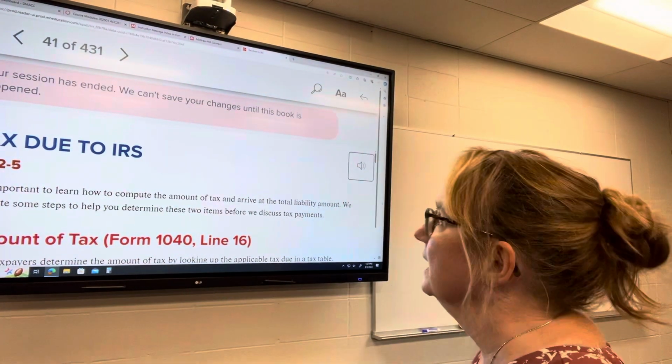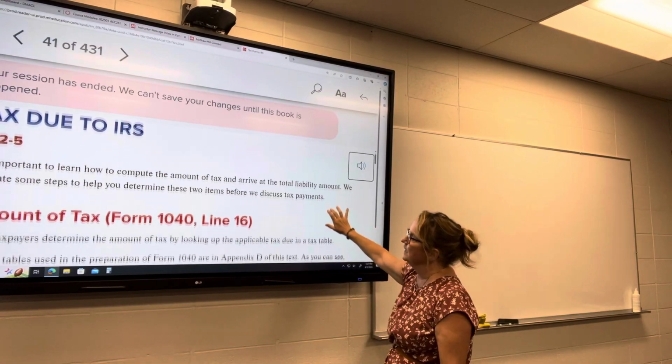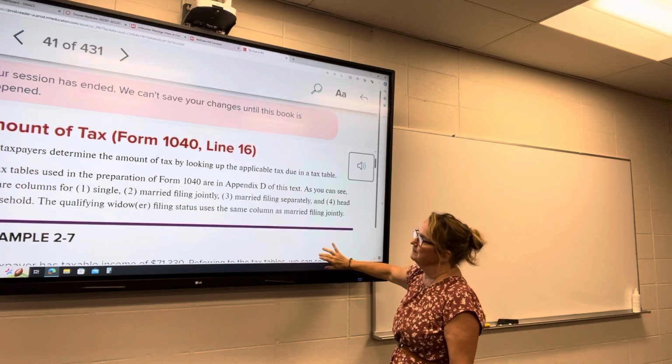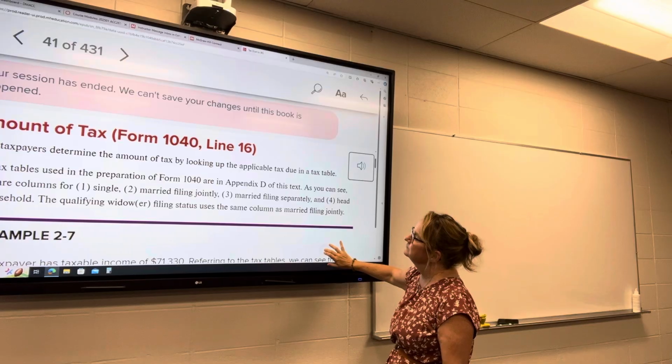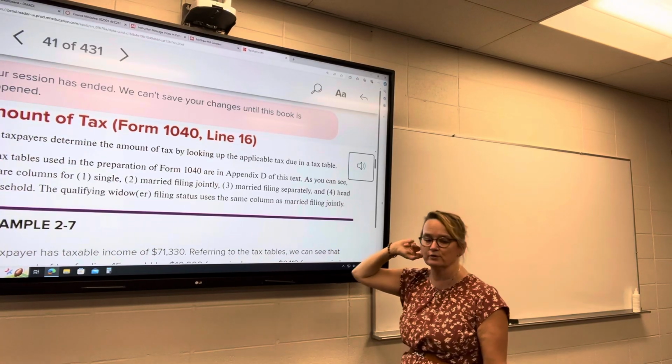All right, so tax due to the IRS. Again, it's going to be the tax tables that we're going to use, and you've already jumped to those tax tables.